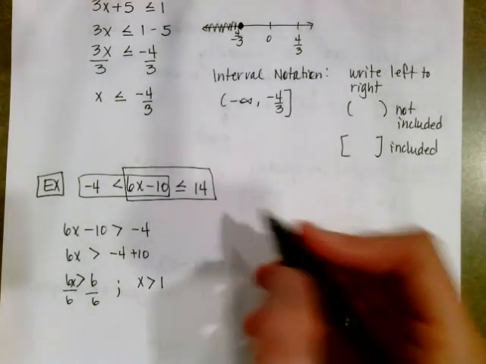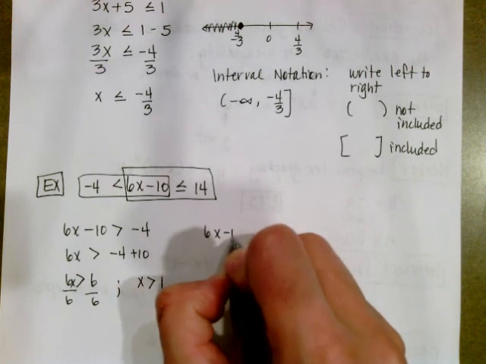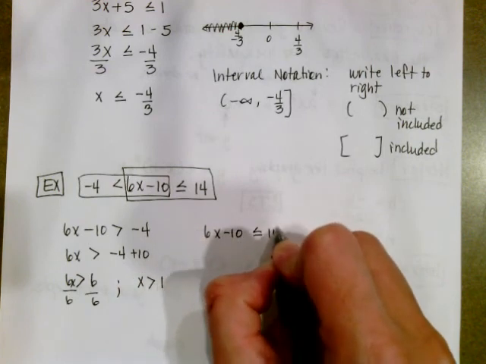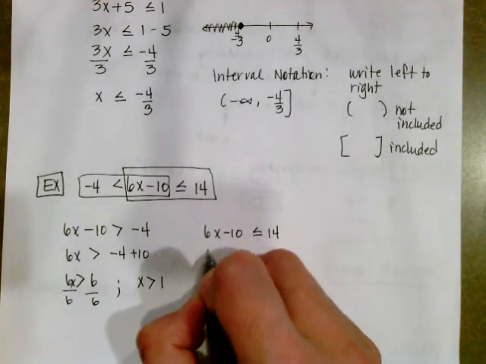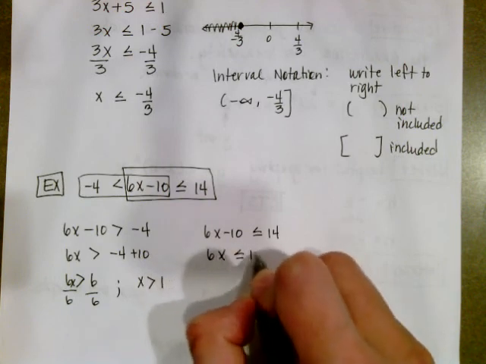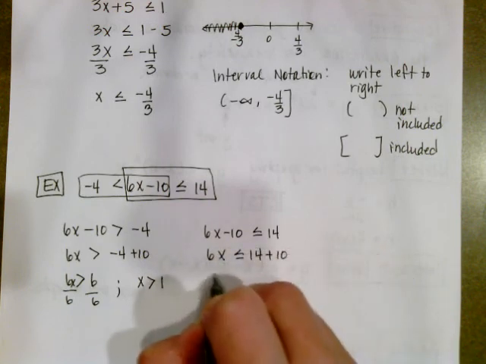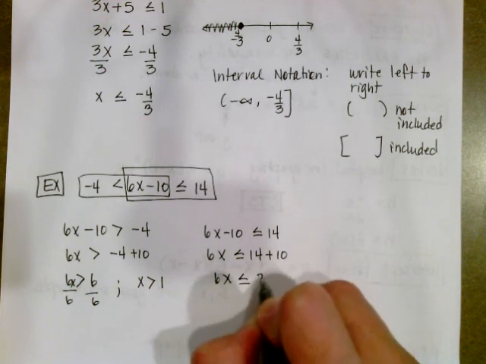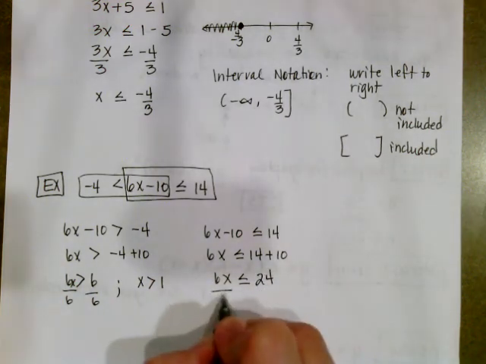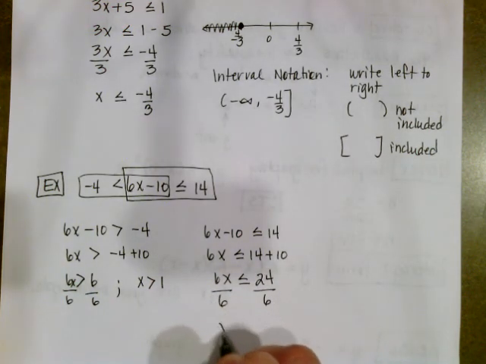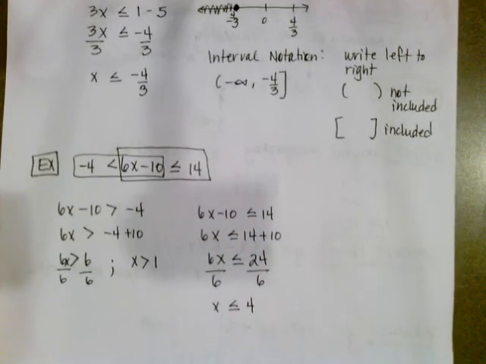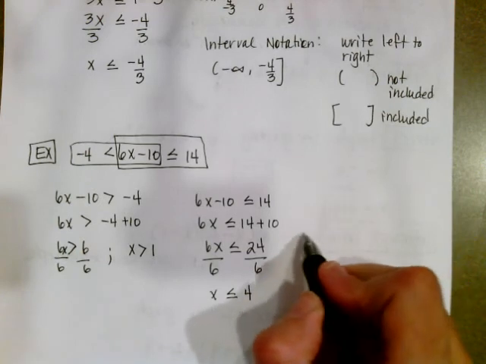Now I'm going to do the right-hand side. 6x minus 10 is less than or equal to 14. Add 10 to both sides, less than or equal to 14 plus 10. 6x is less than or equal to 24. Divide both sides by 6, and I get x is less than or equal to 4. So now I'm going to put that information on a number line.